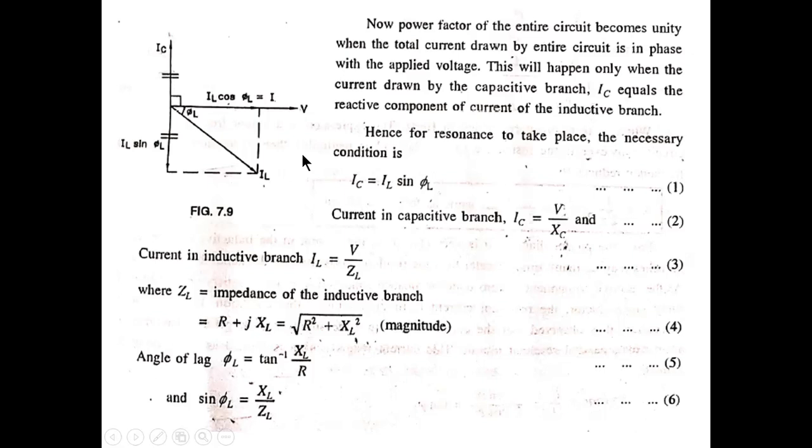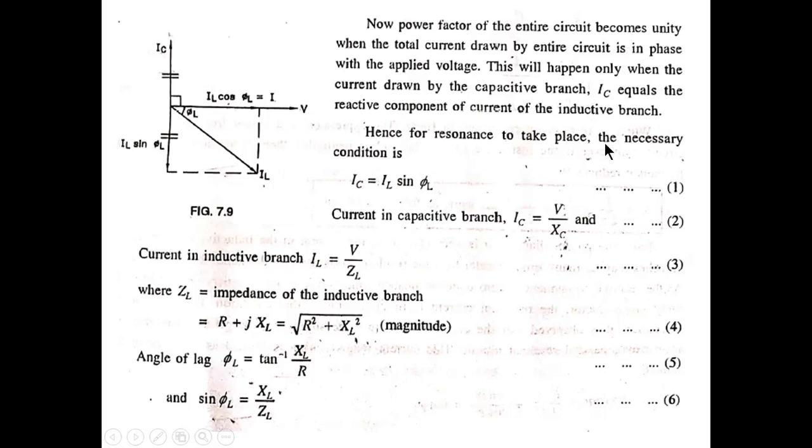Now here we are considering the inductive circuit, so the IL component is resolved into two components, IL sin phi L and IL cos phi L. Here IC leads the voltage, so it is considered in terms of leading. So by consideration of inductive circuit, it is resolved into two components. So by doing the phasor summation, this IR is equal to resultant current.